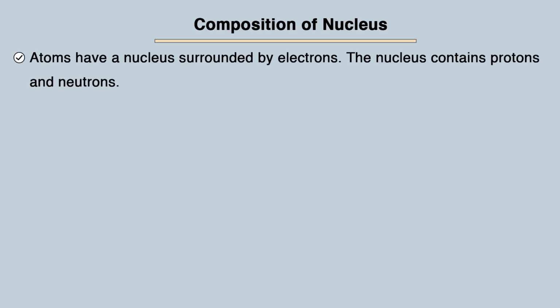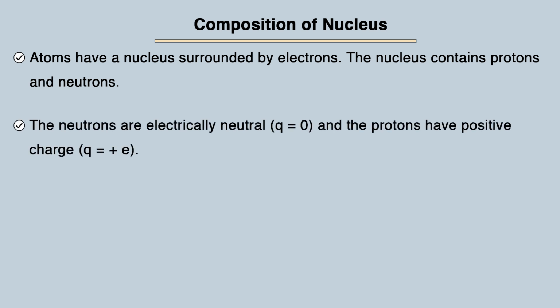Now, the main part, the composition of the nucleus. Let us now focus on the nucleus, because this is related to nuclear physics. An atom obviously has a nucleus surrounded by electrons, and this nucleus contains protons and neutrons, as we have studied from our school days. The neutrons are electrically neutral, so their charge is equal to 0, and the protons inside the nucleus are positively charged.